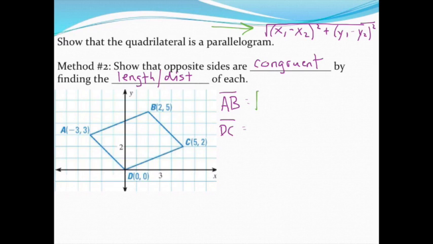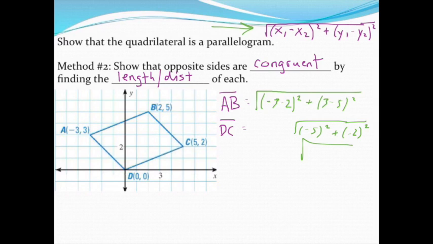So let's find the length of segment AB. To find the distance of that, I'm going to subtract my x values. So I've got -3 minus 2 squared, and then subtract your y values, so 3 minus 5 squared, and let's go ahead and simplify that. So I've got, in parentheses, -5 squared, make sure you keep that in parentheses, plus -2 squared. -5 in parentheses squared means multiply -5 by itself, so that's 25. Same with the next part, multiply -2 by itself, so that's +4, and I end up with the square root of 29 as the length of side AB.